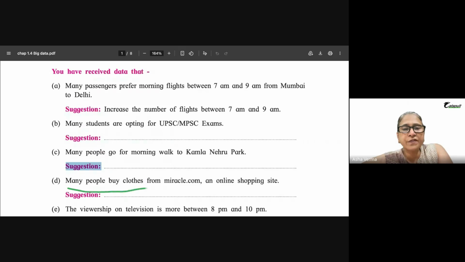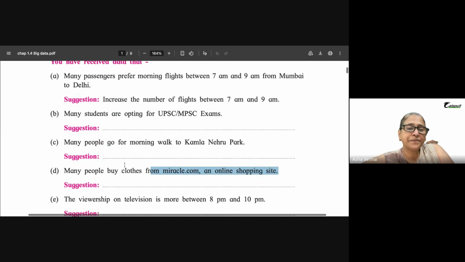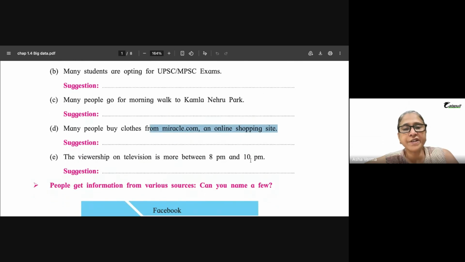Many people buy clothes from miracle.com, an online shopping site. So if many people buy clothes from here, what is your suggestion going to be to this website? You can give them a suggestion that you can add more clothes to your shopping line. You can start offers and discounts, and you can make your delivery quicker, and when you do that, you'll be able to sell more stuff, right?